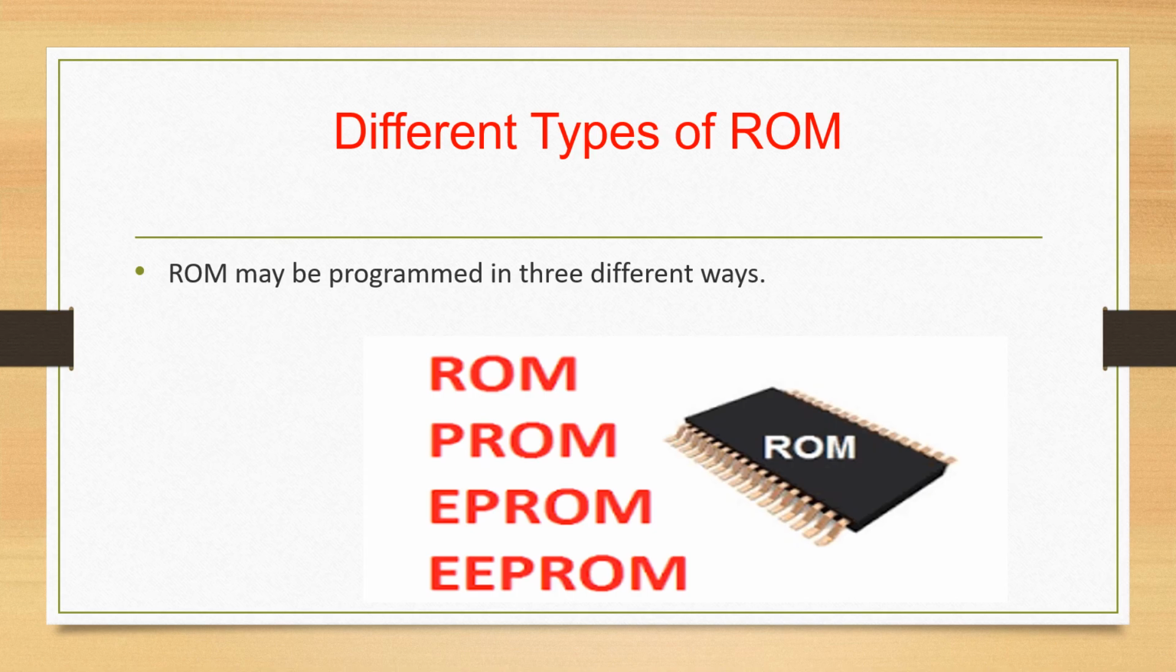Different types of read-only memory. The read-only memory may be programmed in three different ways, that are programmable read-only memory, that is PROM, erasable programmable read-only memory, EPROM, and electrically erasable programmable read-only memory, EEPROM.